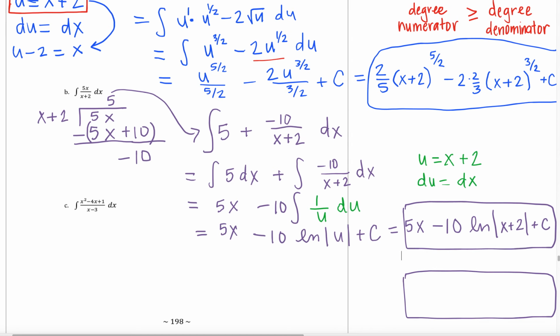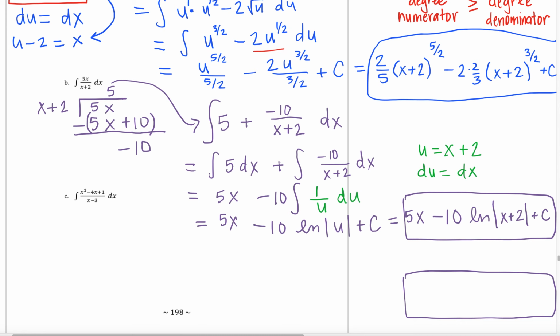Let's look at example C. Okay, so let's look at example C. So here we have x squared minus 4x plus 1 over x plus 3 dx. And you might be wondering, well, if I have an x squared and I have a linear term, shouldn't I be able to u-sub? Shouldn't I be able to u-sub that numerator?